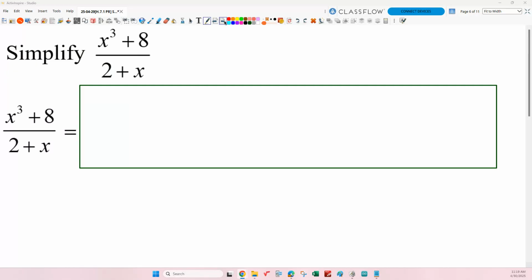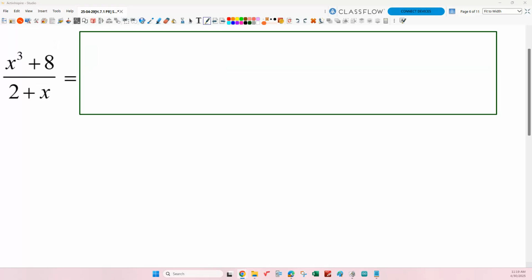Okay, if we look at this one, what's your guess that we could pull out of the top? We're trying to eliminate fractions here. That's the whole point. So what could we say is a factor of the top? X plus 2, right? So how would we then find what's left if we divide those two?